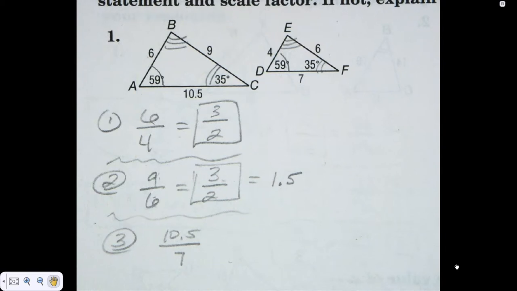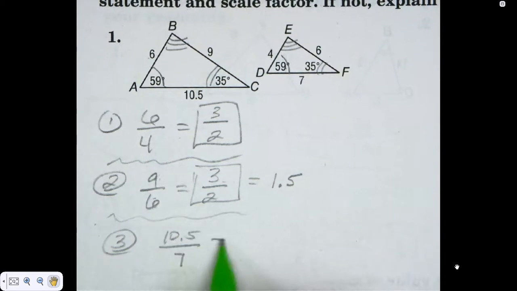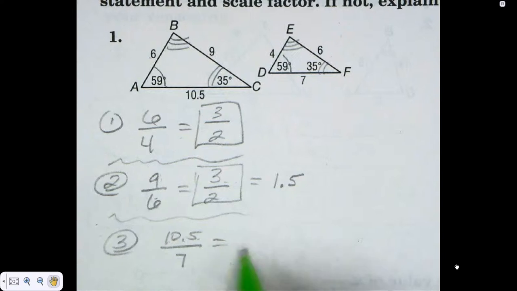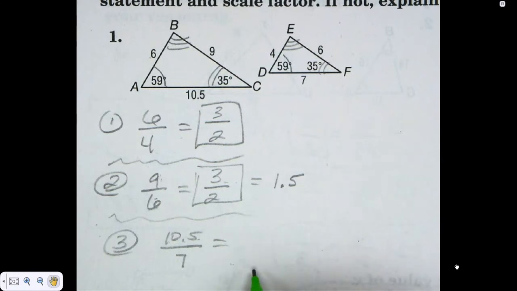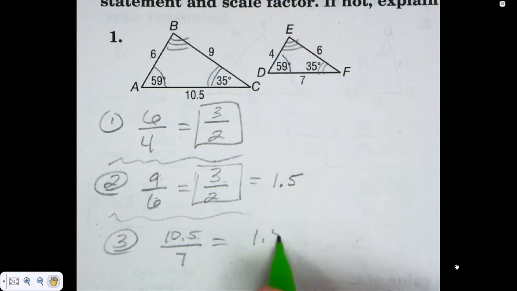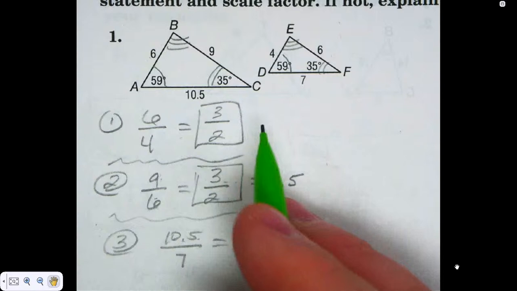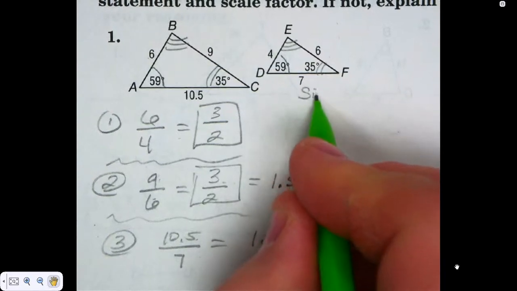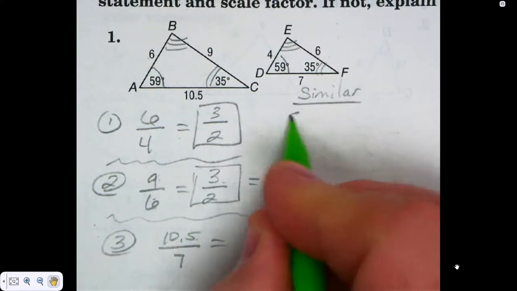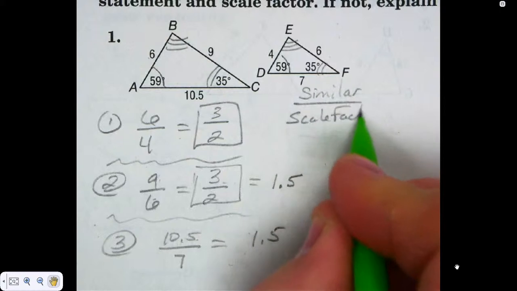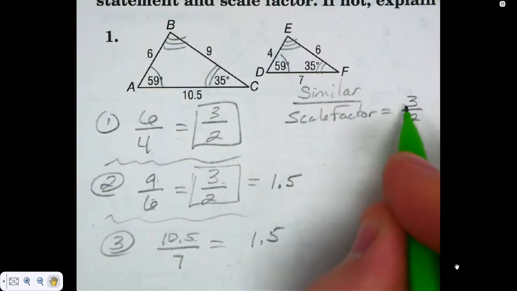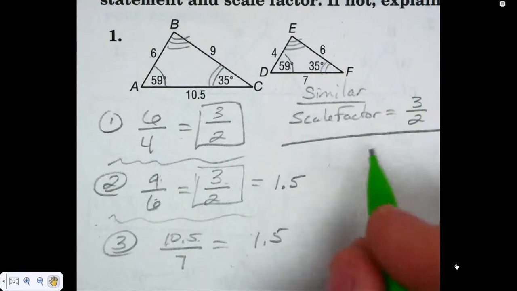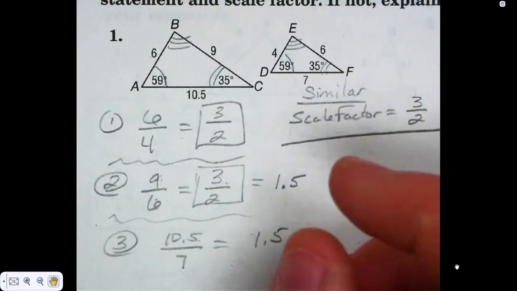Moving my calculator up. So now what I want you to do is go 10.5 divided by 7 and see what you get. See if you get what? 1.5. What is it? 1.5. Sure thing. So is our scale factor the same? So yes, they are similar. Your scale factor is equal to what? This I want as a fraction, 3 over 2. Unless they give you all decimals, then you can make it decimal.